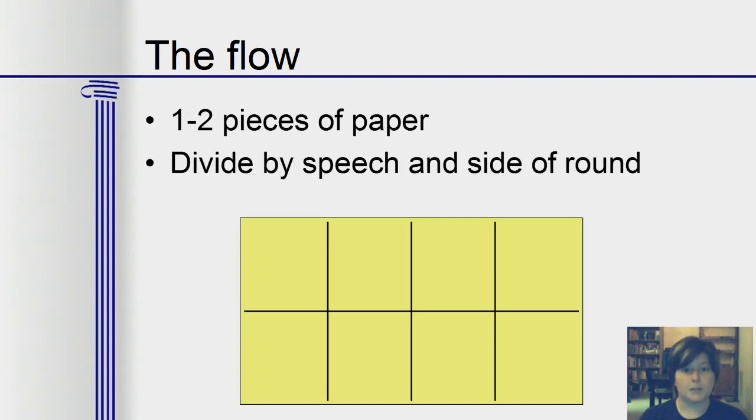But for our purposes, this top row is our on-case arguments and the bottom row is our off-case arguments. So on-case refers to points that are related to the government's independent points that they put forth in the beginning of the round, and off-case means it's related to the opposition's independent points.